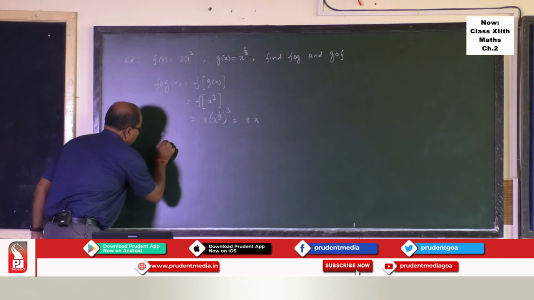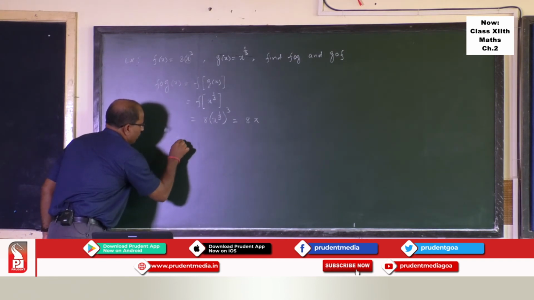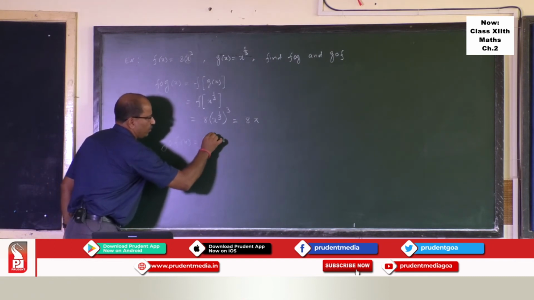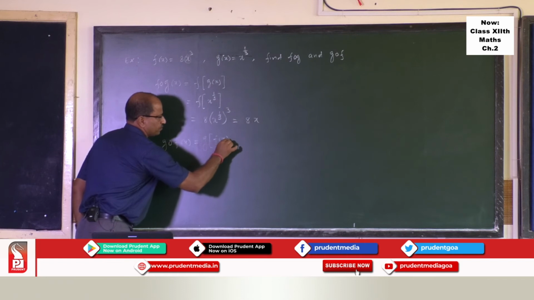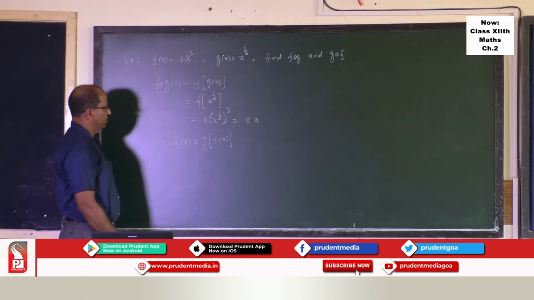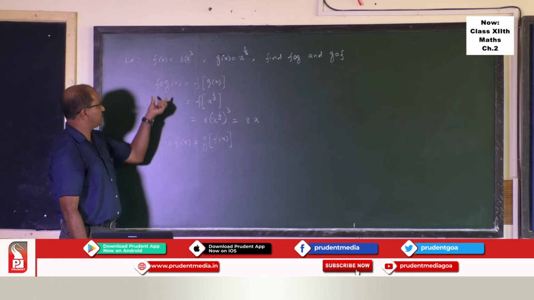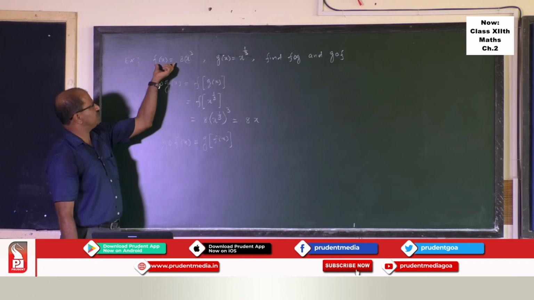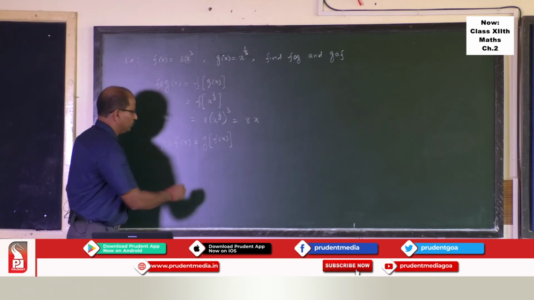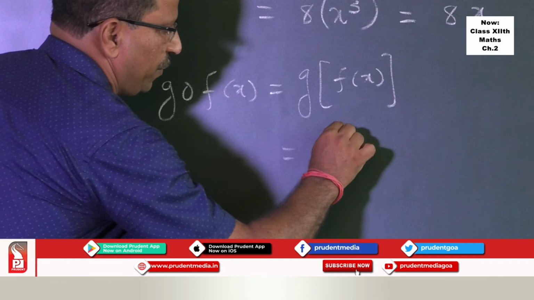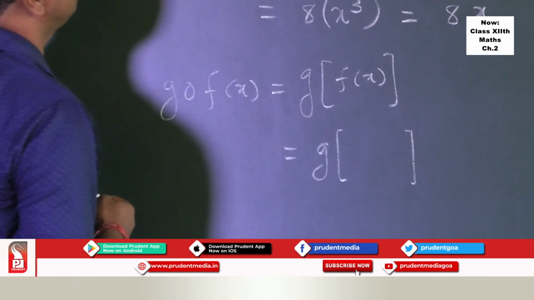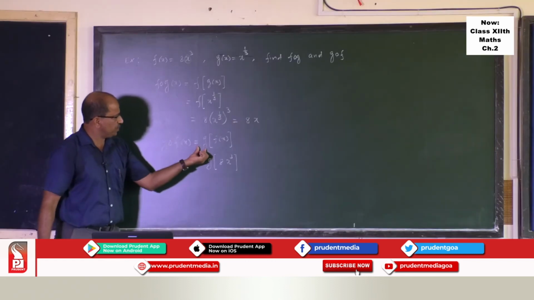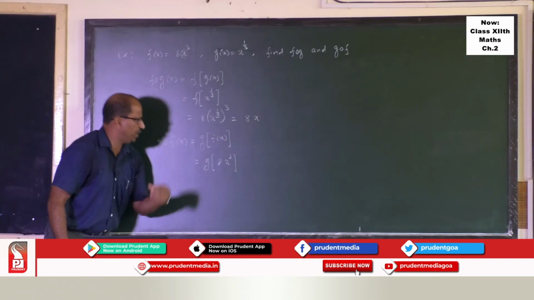Now let us find the other side of it. g composite f of x is equal to g of f of x. This was f composite g; let us find g composite f with these functions f of x and g of x given here. So this is g of f of x, and f of x is equal to 8x cubed.